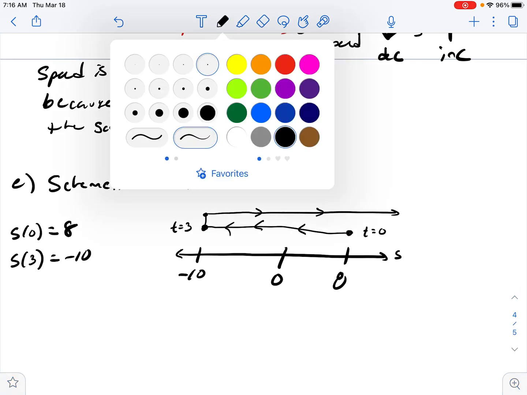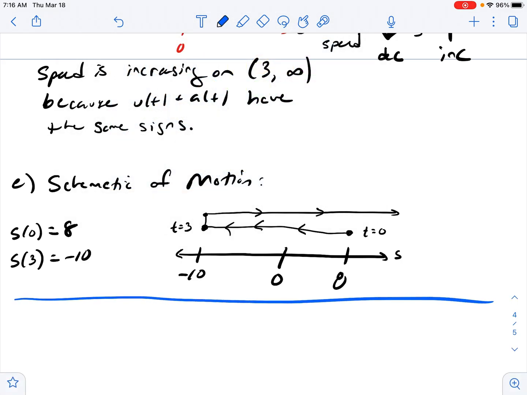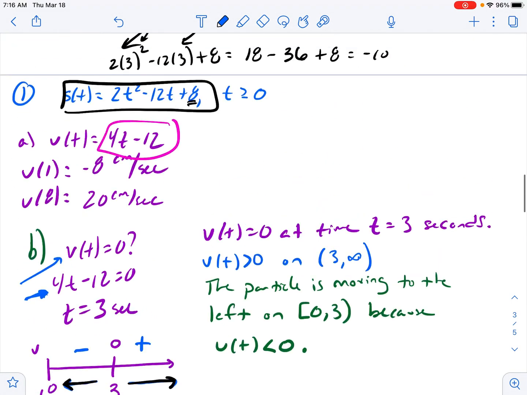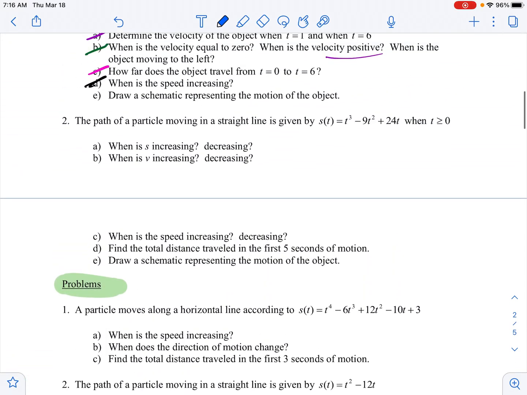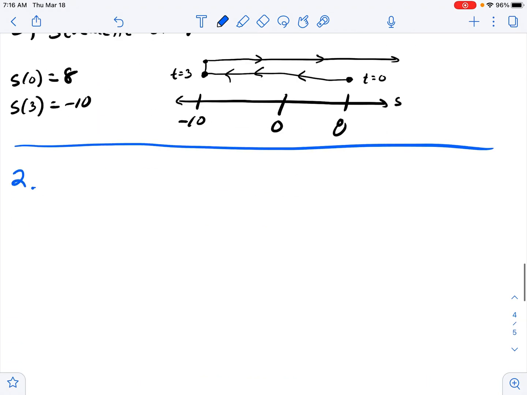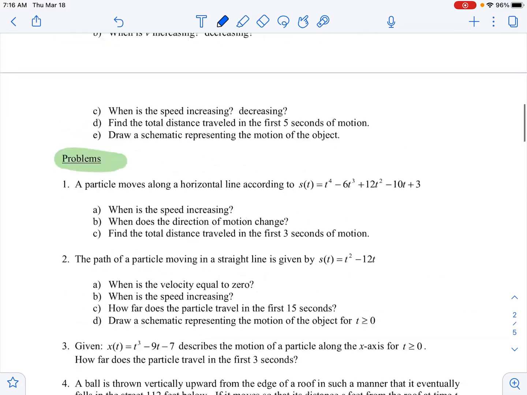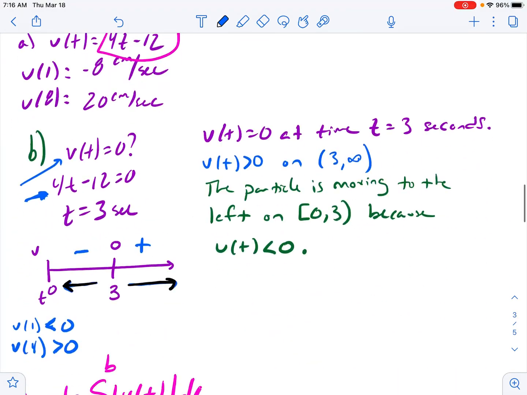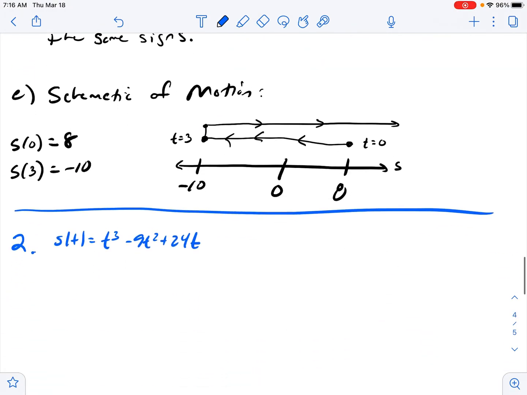All right, let's try another one, and then you guys give the homework problems a try. And again, don't hesitate to use your calculators where you need to, okay? Number 2, here's this position function, t cubed minus 9t squared plus 24t, and again, t greater than or equal to 0.